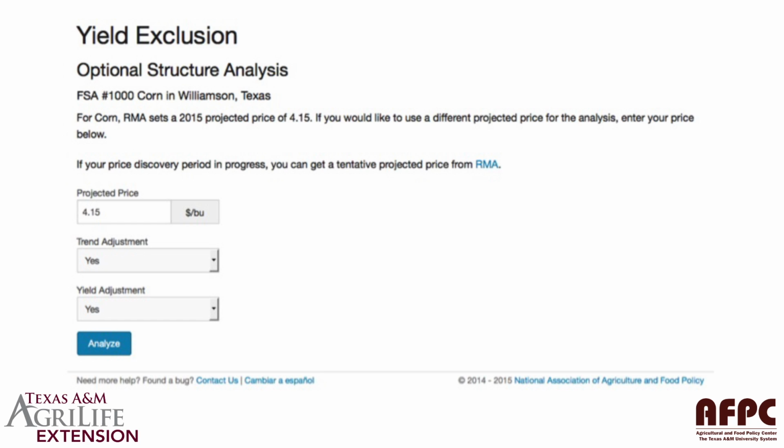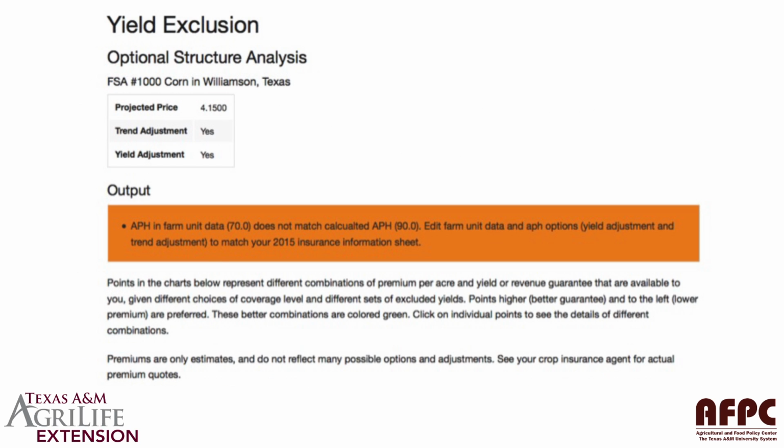Then you have to say, did I use trend adjustments? That's the trend adjusted yields that came out in the last few years, which has allowed a number of crops to increase their yields a bit. Yield adjustment is yes or no, which is basically, are you using plugs or not? And fairly much everybody in Texas is using plugs. So once you make those two selections, you would hit analyze and move to the next page.